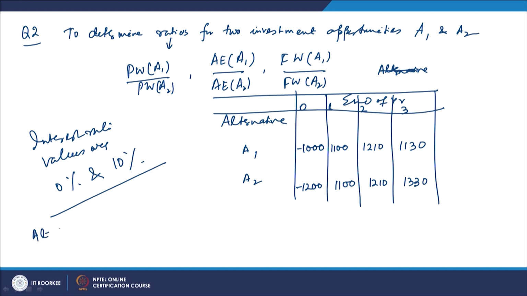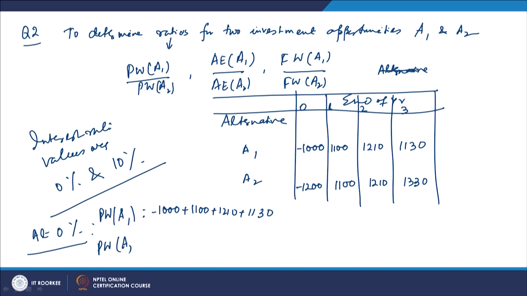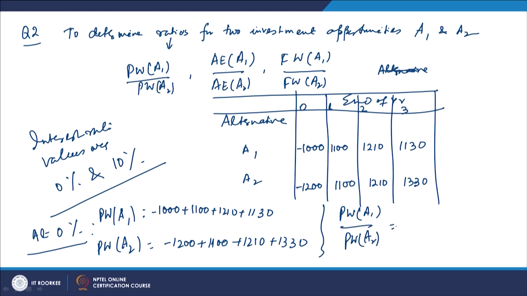So, at 0%, now if you look at A1, PW for A1 will be minus 1000 plus 1100 plus 1210 plus 1130, and PW A2 will be minus 1200 plus 1100 plus 1210 plus 1330. Now, what you see is that here it is minus 200 more, and in this case it is plus 200 more. So, altogether their sum is the same. So, basically PWA1 upon PWA2 will be the same. So, it will be 1.